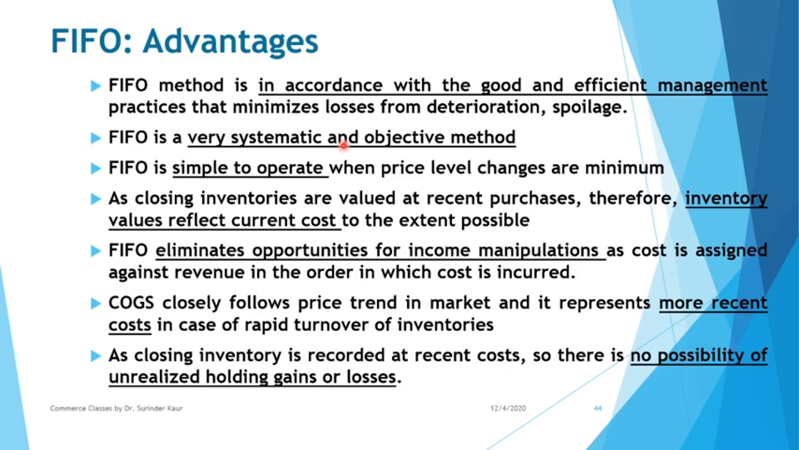Okay. So it's not that two persons following the same system will come up with different results. They will get the same results. Now this method is simple to operate when price level changes are minimum, because you just have to follow the lots, isn't it? Now, as you measure closing inventories at recent purchases, are you understanding this? Closing inventory is being measured at recent purchases because your closing inventory is from the latest lots. So, the inventory value will reflect the current cost.